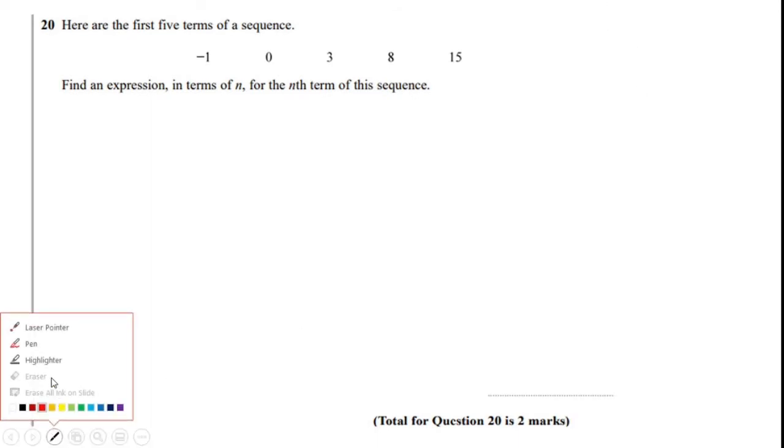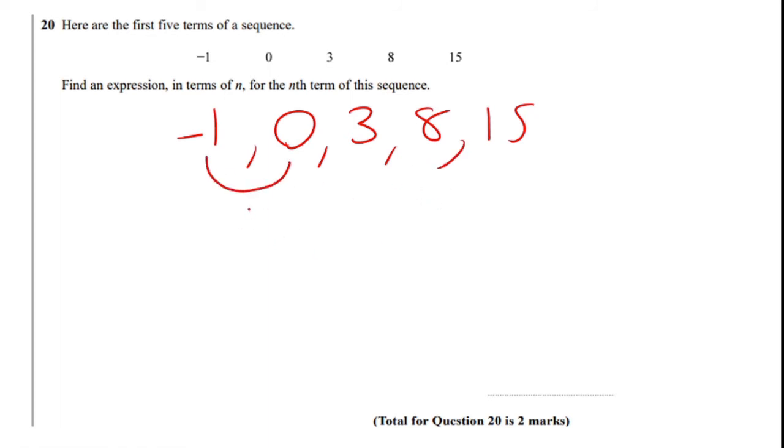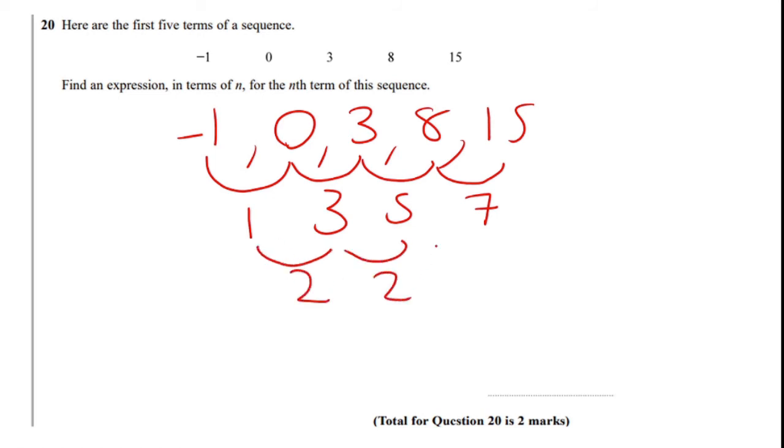Okay, so we need to work out the nth term of this sequence. We don't know whether it's quadratic or geometric or linear. So what we've got to do first of all is work out our first level difference of these. So -1 to 0, I've got a difference of 1. 0 to 3, I've got a difference of 3. 3 to 8, a difference of 5. And 8 to 15, a difference of 7. Because they're different, we know it can't be linear. So let's do a second level difference. Here I've got 2. Here I've got 2. Here I've got 2. Because it's a second level difference, that means that we've got a quadratic.